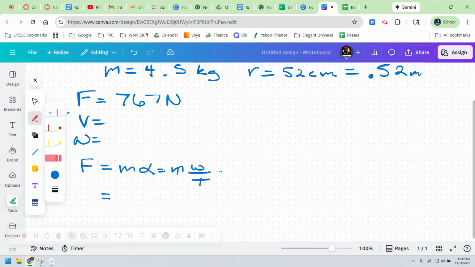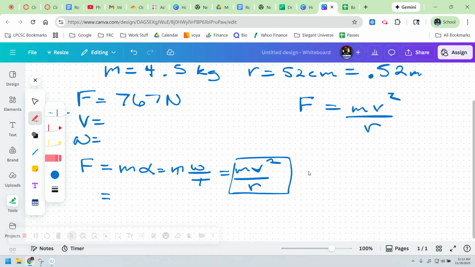Yeah, so then this is equal to the mass times the velocity squared over the radius. So this is what we want. This is our relationship. So over here to the side, we're going to say the force is equal to the mass times the velocity squared over the radius. Okay? Right? Okay, so they're asking for velocity, so I got to move this other stuff away.